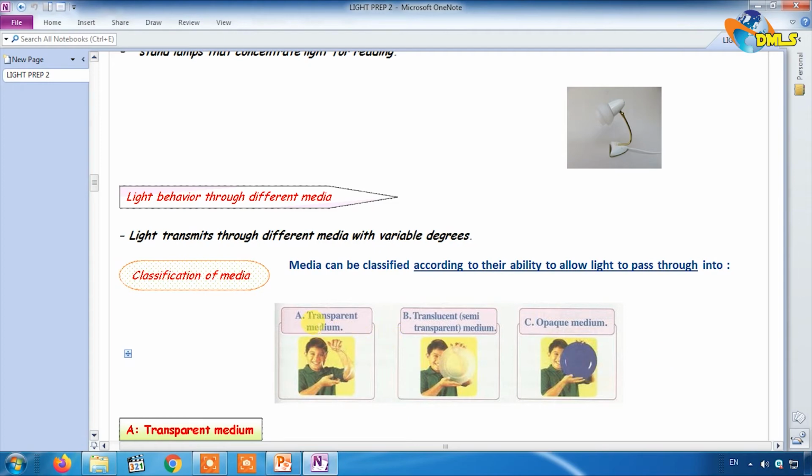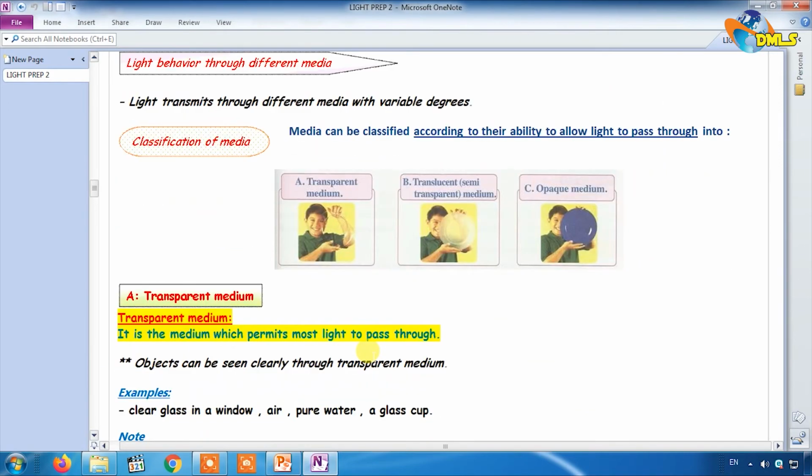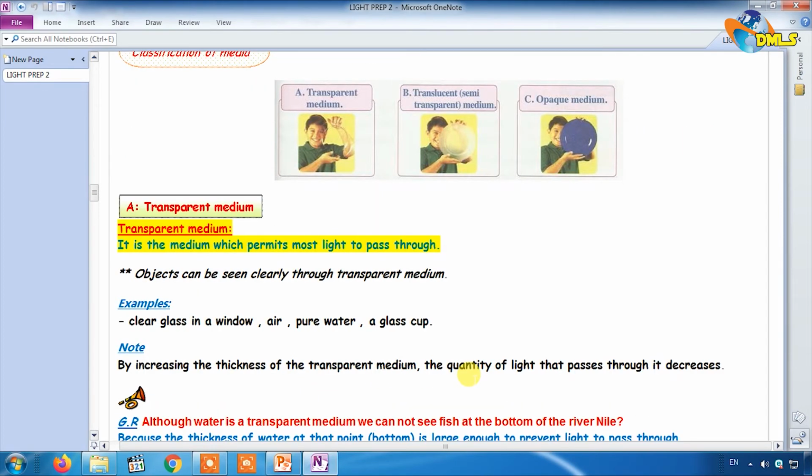First one, transparent media, translucent or semi-transparent, and then opaque. What is transparent, translucent, and opaque? Transparent means a medium which permits most of light to pass through it, like a clear glass window, air, pure water, a clear glass cup. All of these things are called transparent media. So transparent media are objects which light can pass through easily. Objects can be seen clearly through transparent media, like air, pure water, glass.